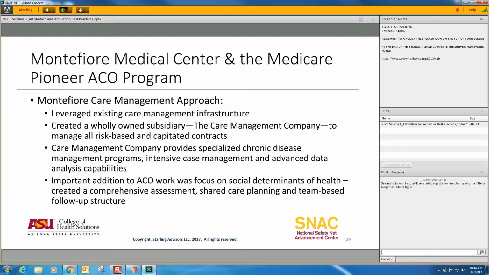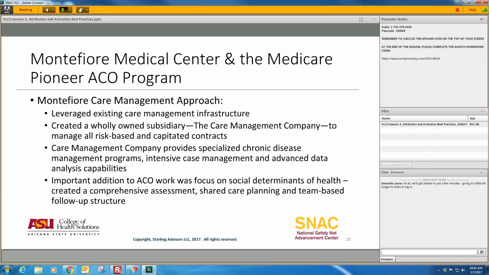Their care management approach was, before they entered this program, they had care management programs in place, but they really consolidated this into one entity. So they formed kind of a company within a company to manage all of their risk-based and capitated contracts. And that care management company, which is what they called it, provided specialized chronic disease management programs, intensive case management, and focused on their data analysis capacities.